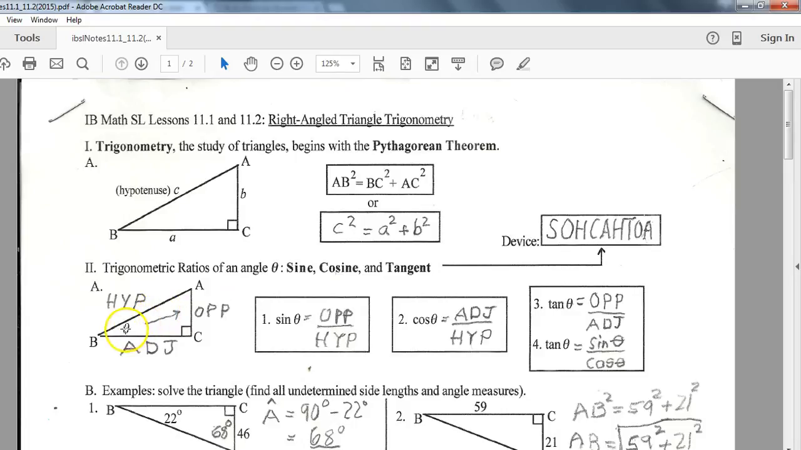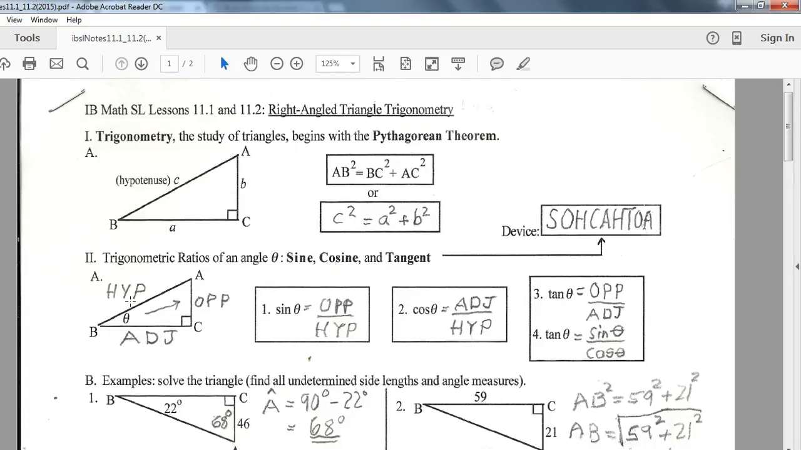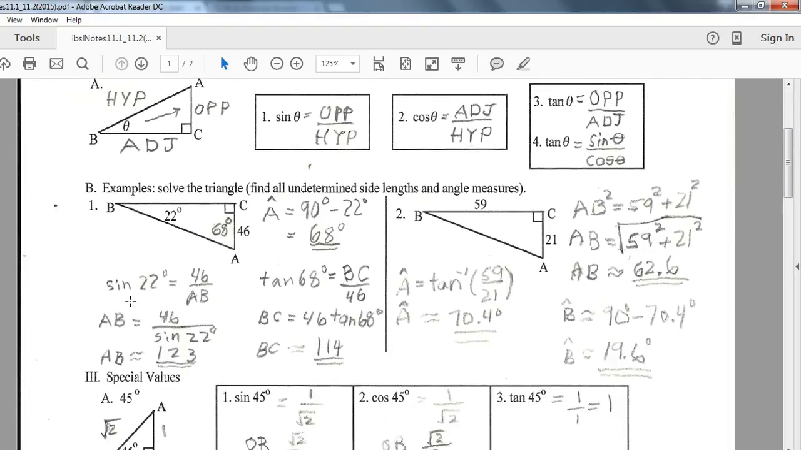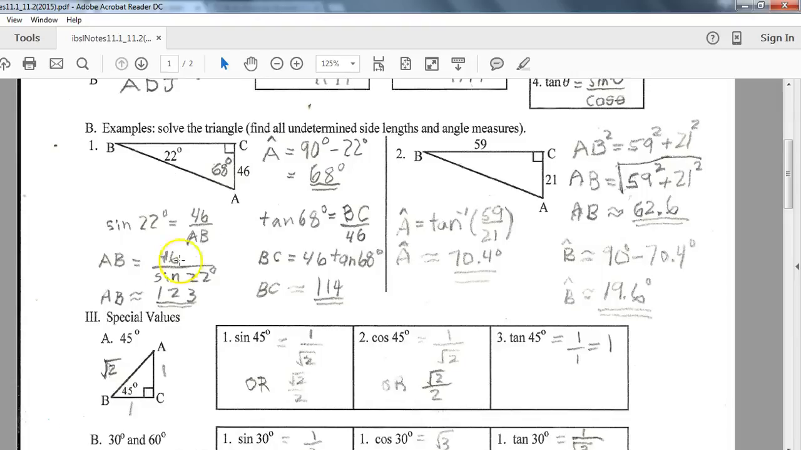So if this is the angle that I'm going to be using, that makes this the adjacent leg, that makes this the opposite leg. The hypotenuse is always the hypotenuse. And so all that is relevant to the angle that you are working with. So here's just a couple examples, and feel free to give some of these a try. If it says solve the triangle, that just means find everything that's missing.